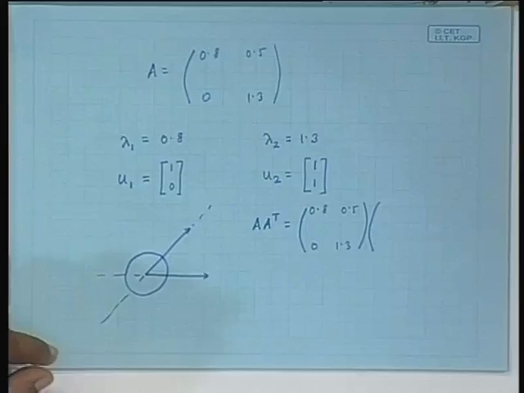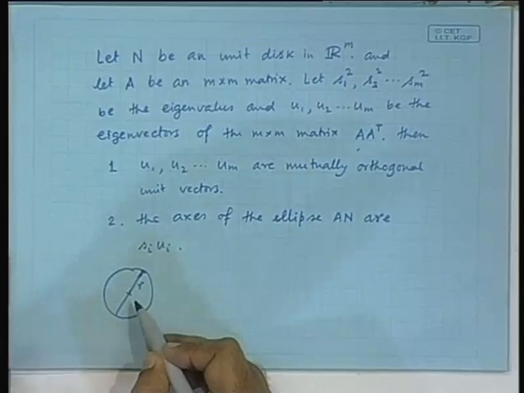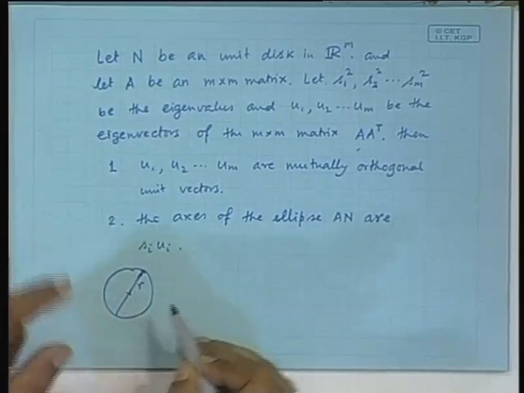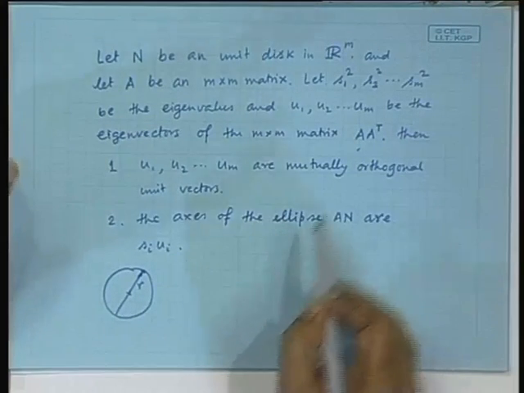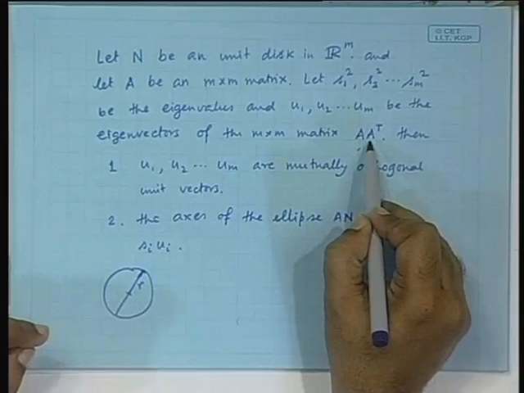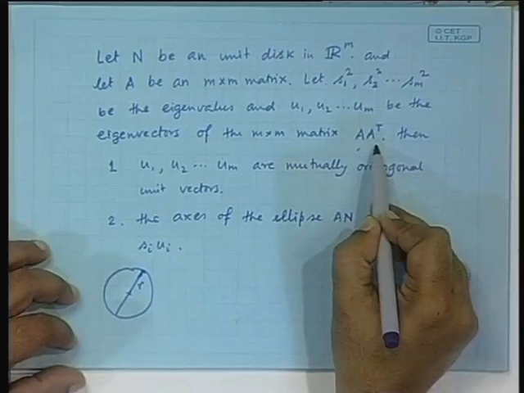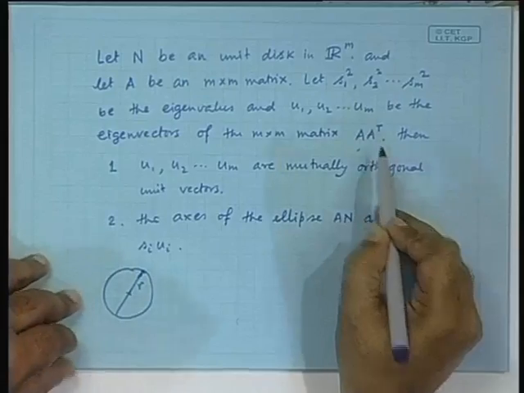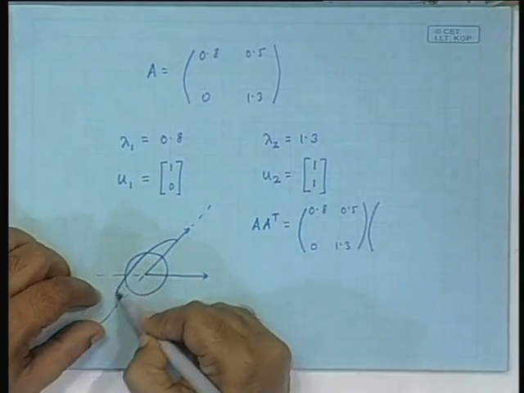This theorem says that if you apply the matrix on a circle, the result will be an ellipse, but that ellipse's major axis and minor axis will be along the eigenvectors of the matrix A transpose. And since the eigenvectors of A transpose are not the same as the eigenvectors of A, you cannot say that it will turn into an ellipse looking like this.